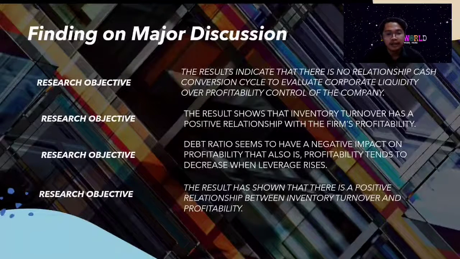This conclusion is distinct from those in earlier research, which show that the profitability of companies and the conversion cycle had a negative connection. Next, for research objective 2, the result shows that inventory turnover has a positive relationship with the firm's profitability. As for the correlation between inventory turnover and firm's profitability, it shows that there is strong moderation in relationship strength.